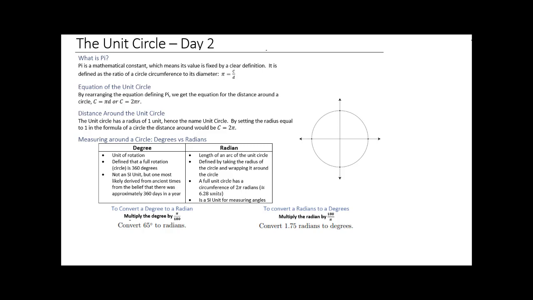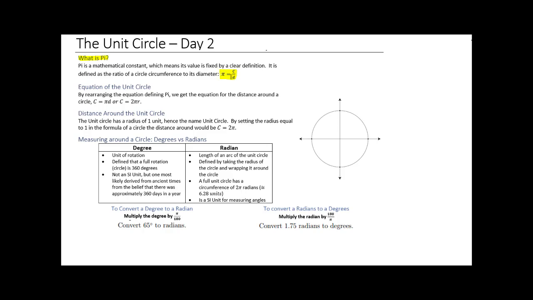All right, so before we start, let's remind ourselves about pi. Everyone knows pi. It's that special magical number, right? Pi is what we call a mathematical constant, which means it's a fixed value and there's a clear definition for this value. So pi is defined by the circumference of a circle divided by the diameter.